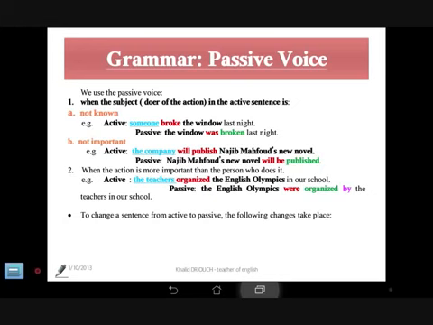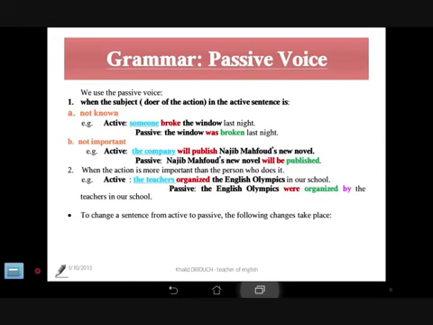But when we say someone, it's not like if we say Ahmed or Hassan. The subject is not known, so we just change the sentence from active form to passive form. And we're going to get a sentence like, the window was broken last night.